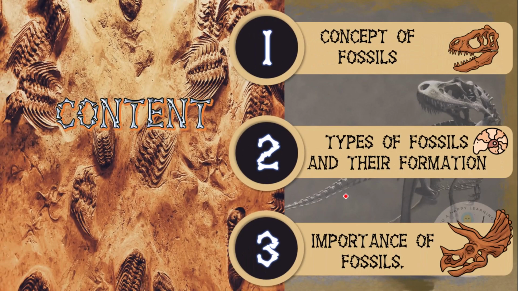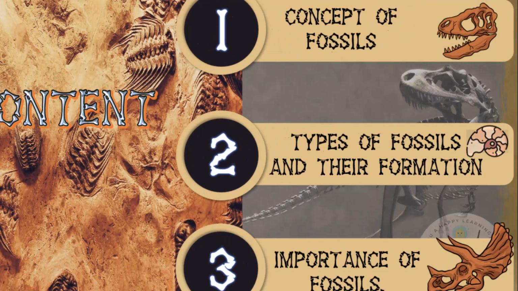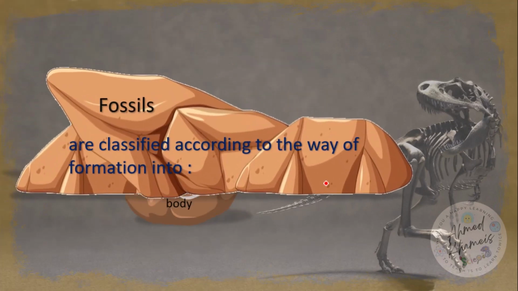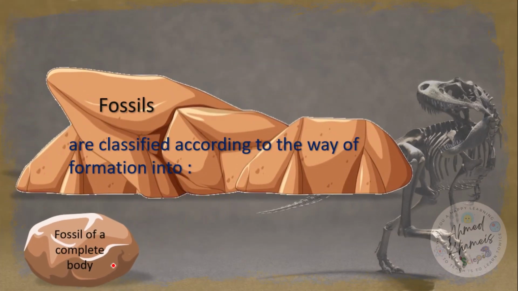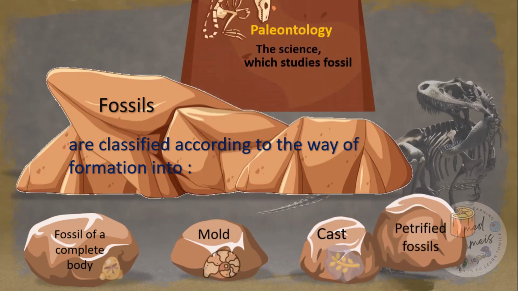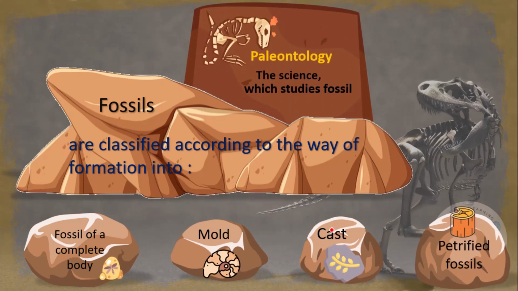What are the types of fossils and how do they form? Fossils are classified according to the way of formation into fossils of complete body, mold, cast, and the petrified fossil. The science that studies fossils is called paleontology.